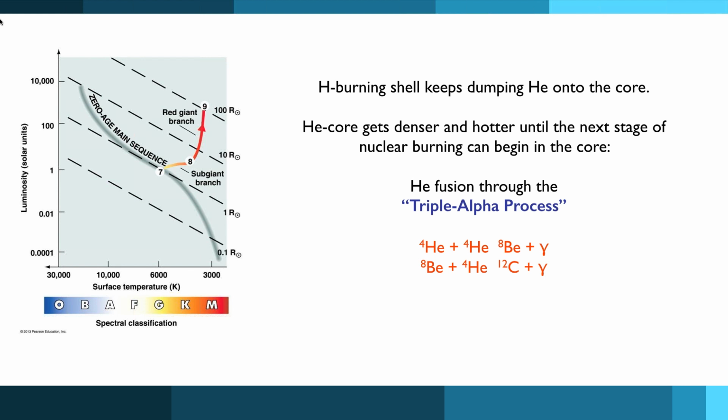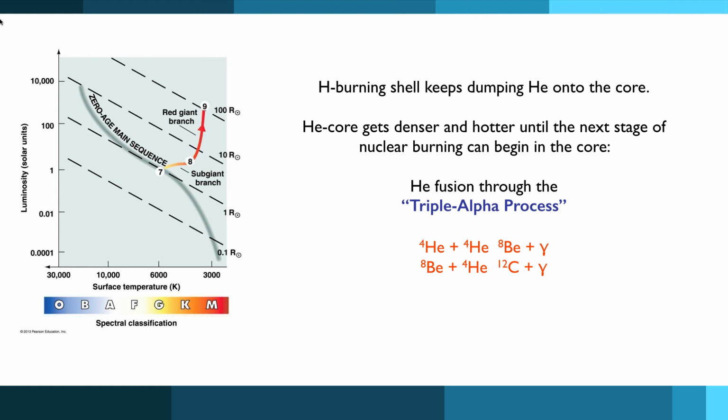Remember, helium fusion is going to require higher temperatures because it's a heavier element, and it's going to require greater speeds for the atoms to smash together in order to combine into something else. So helium fusion, as you can see on screen, is called the triple alpha process because it takes 3 helium nuclei and makes them into 1 carbon atom. So before we were fusing hydrogen into helium, now we're fusing helium into carbon.